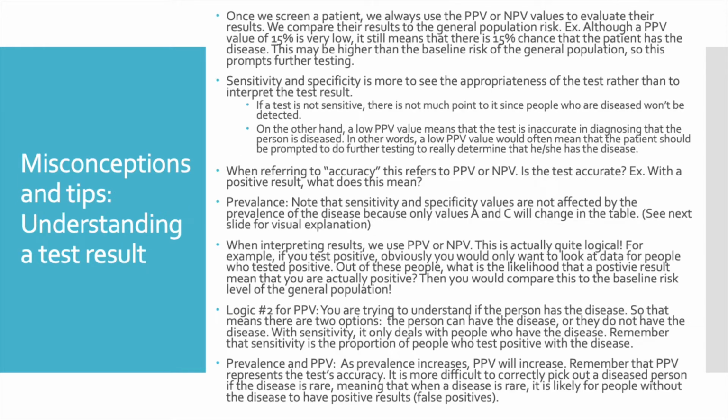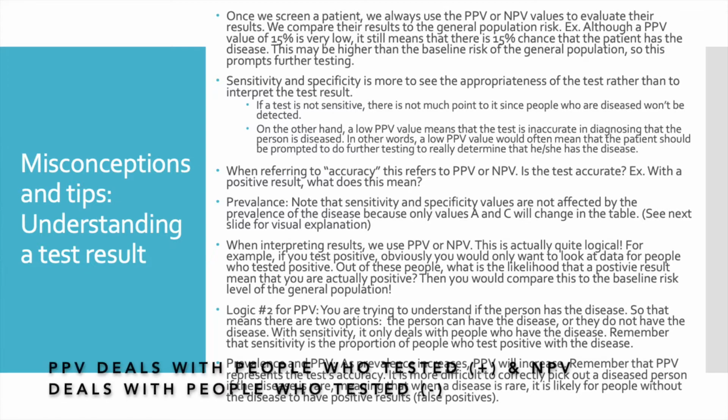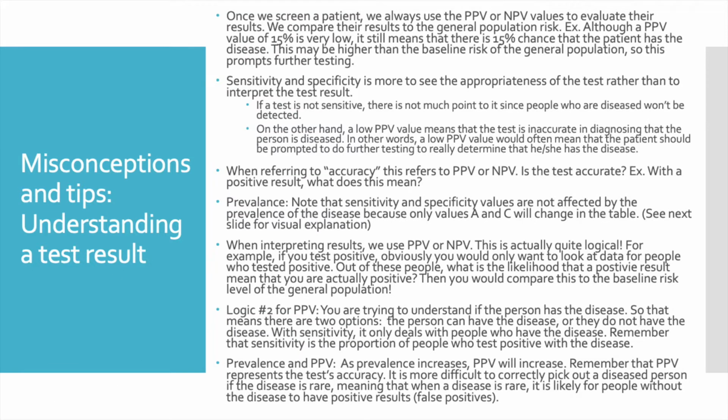Another confusion would be, why do we use PPV and NPV rather than sensitivity or specificity? Well, obviously when you test positive, you will have to look at that kind of range. If you look at the table, you will need to look at the row that gives information about positive test results. You want to know, out of those people who test positive, what's the likelihood that a positive result means that they're actually positive? And then you would compare this to the baseline risk level of the general population. You wouldn't use specificity or sensitivity values in general.